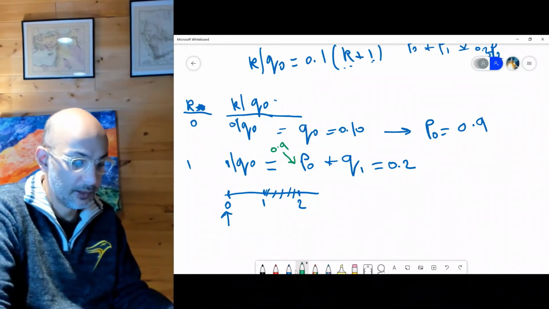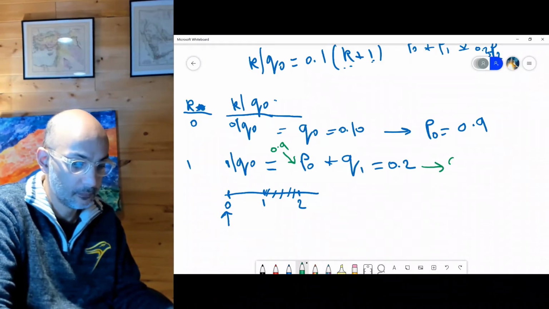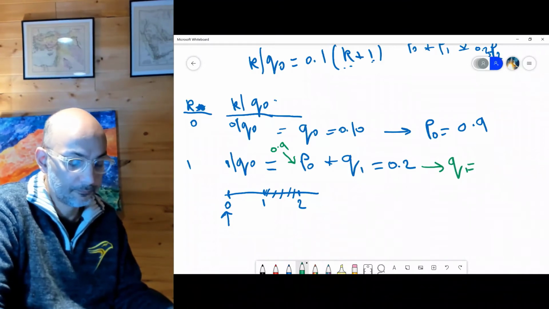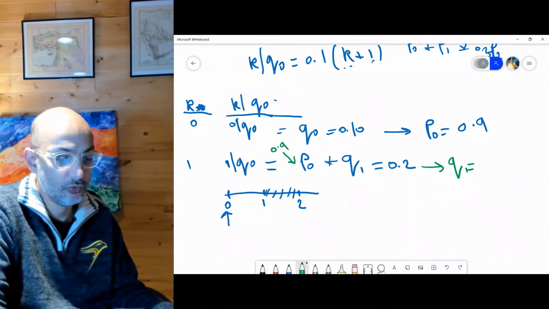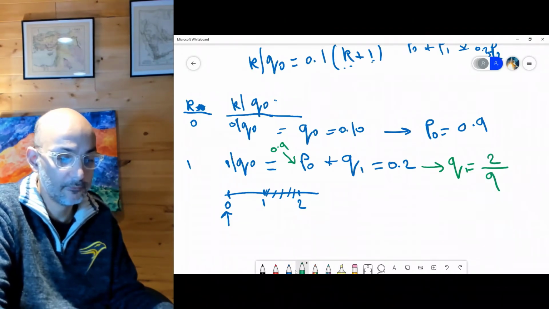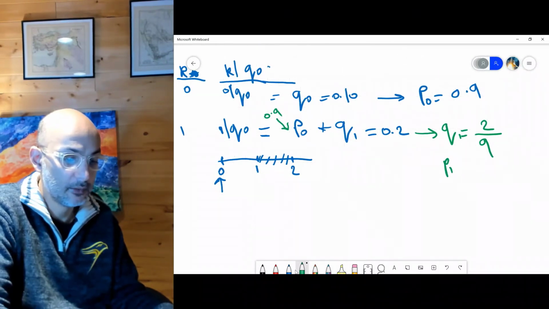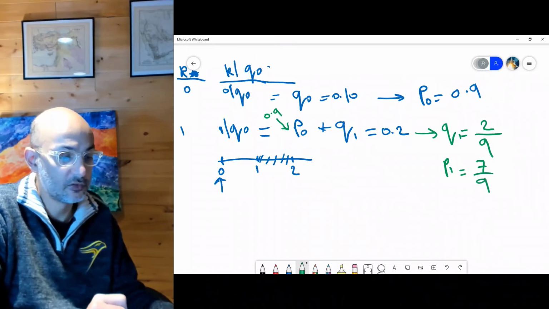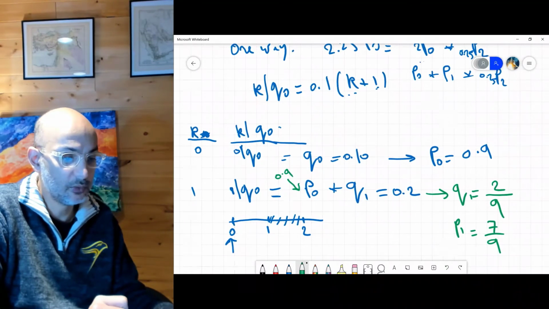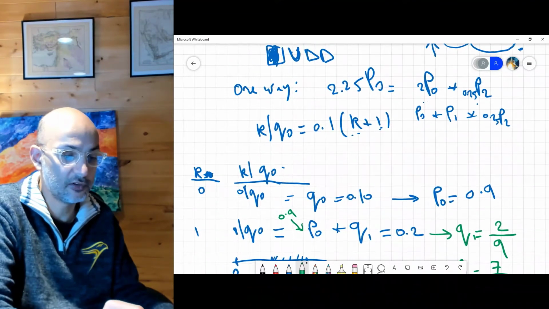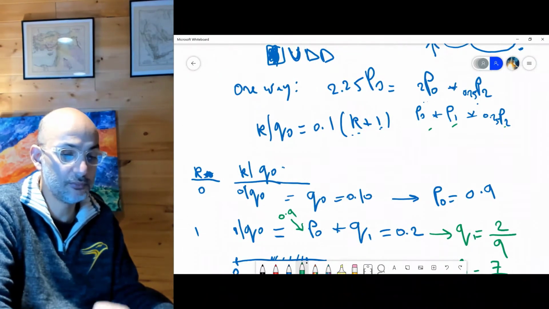So now Q1 will be 0.2 divided by 0.9, so 2 over 9, right? If Q1 is 2 over 9, then P1 will be 7 over 9 because they are complements, right? This is good. So we are moving in our answer. So we got this. Now we need P2.